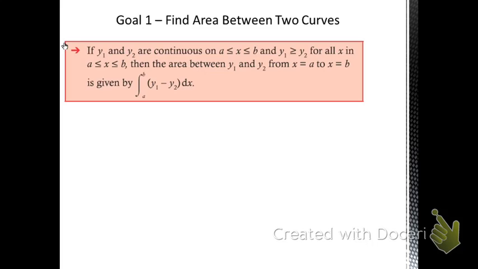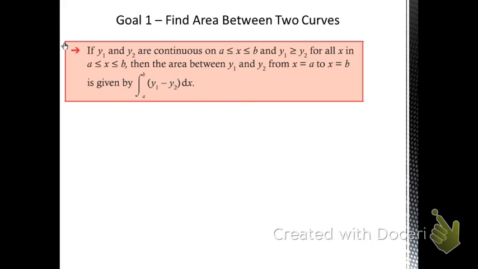Okay, this is straight from your book. If you have two functions y1 and y2 that are continuous on an interval from a to b, and it has to be continuous, so you can't have any asymptotes or holes in the graph on that interval. And here's the other thing I may or may not have pointed out: if y1 is greater than or equal to y2 for all x's in the interval, then the area between y1 and y2 from when x equals a to b is given by the same expression that I just showed you.